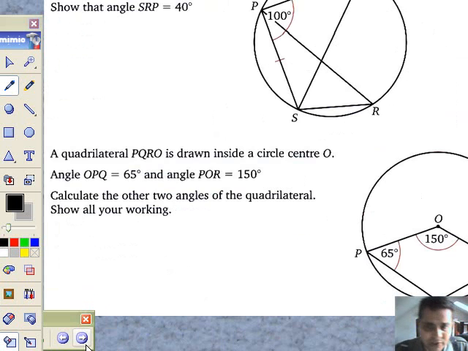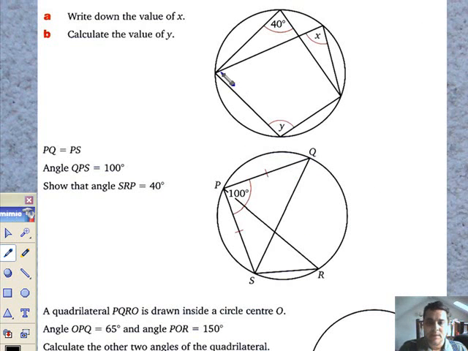This is question 7. Write down the value of x. Here we go again. Write it down. If we have a common chord across there, then that 40 at the circumference equals that 40 at the same circumference, and therefore that's 40 degrees.